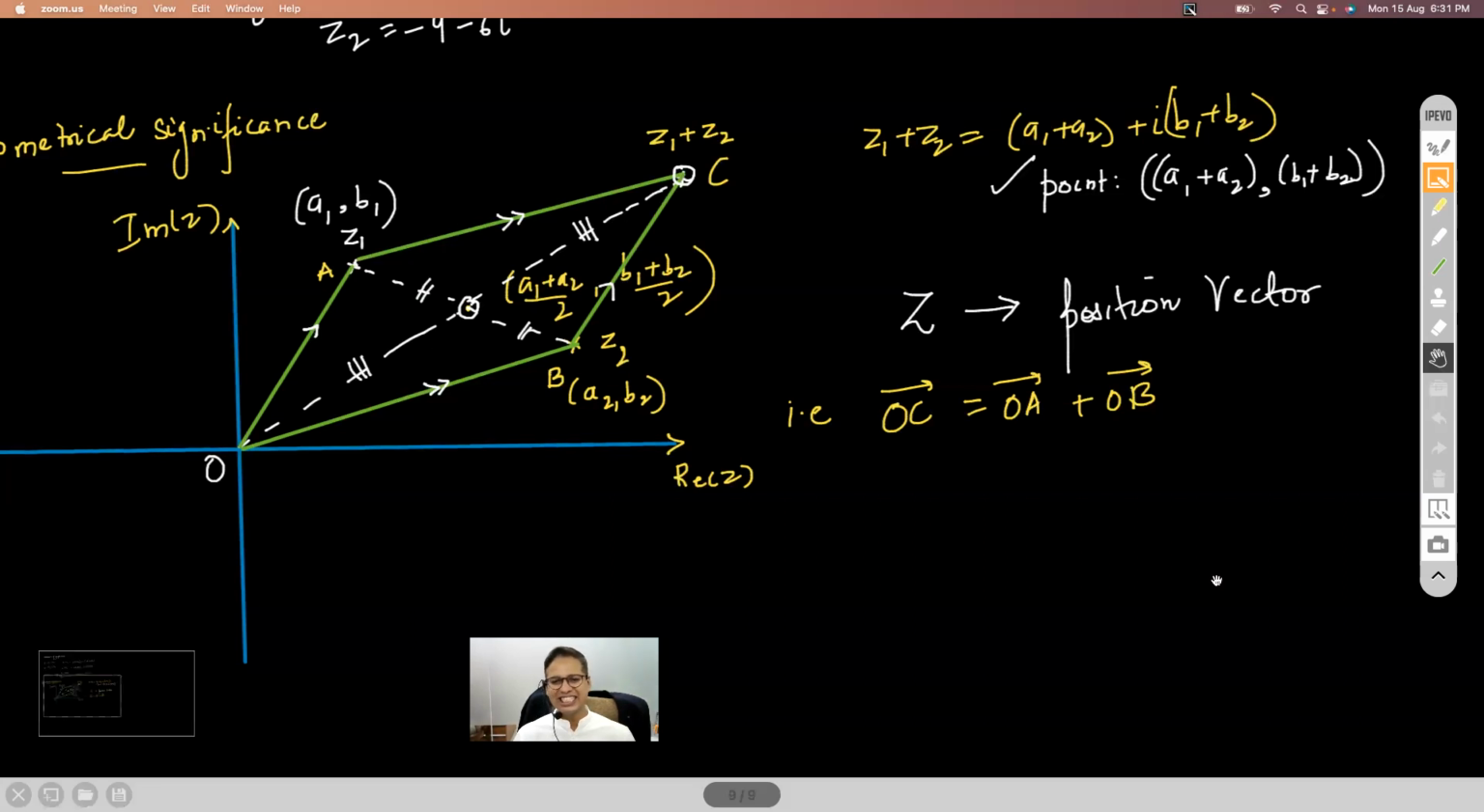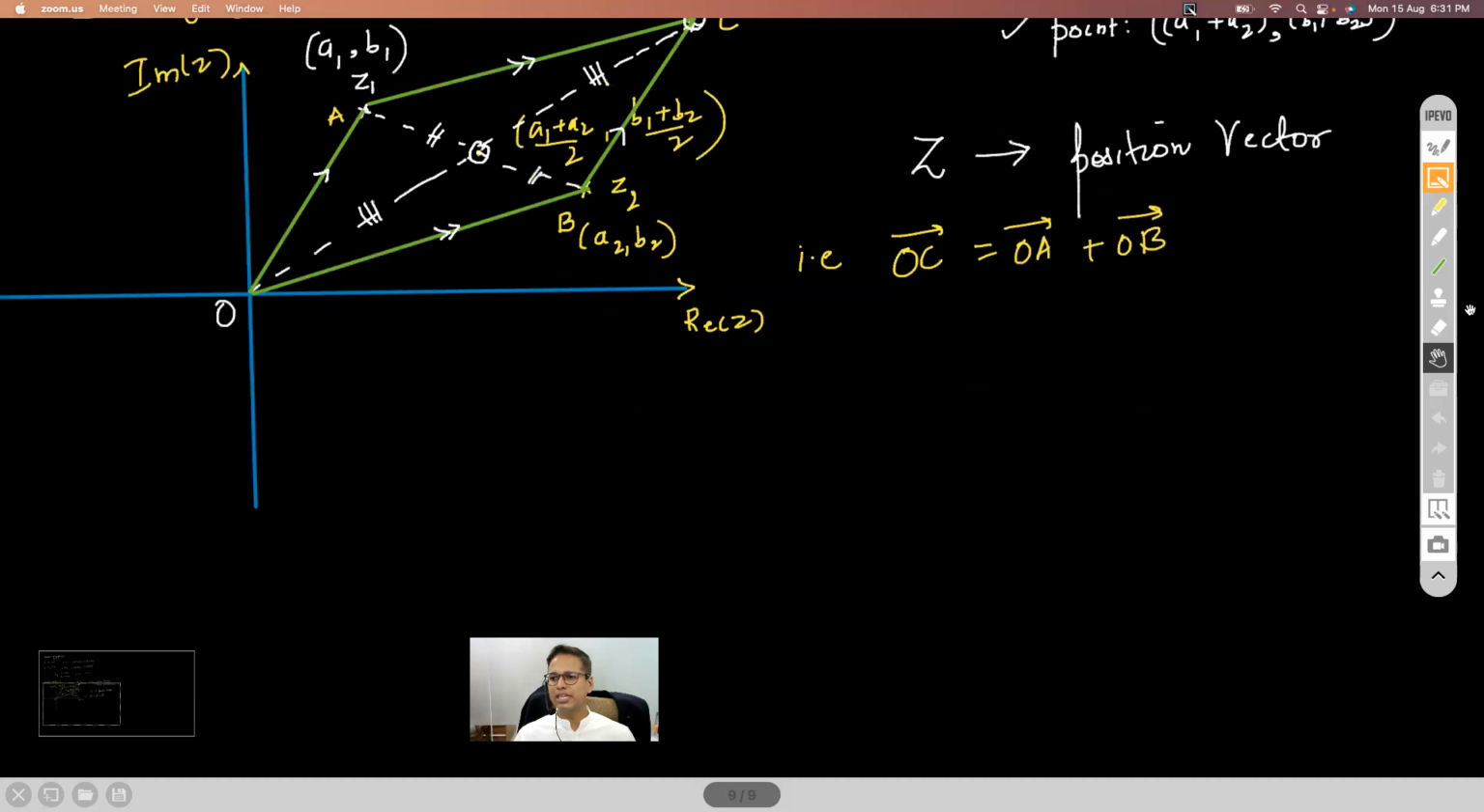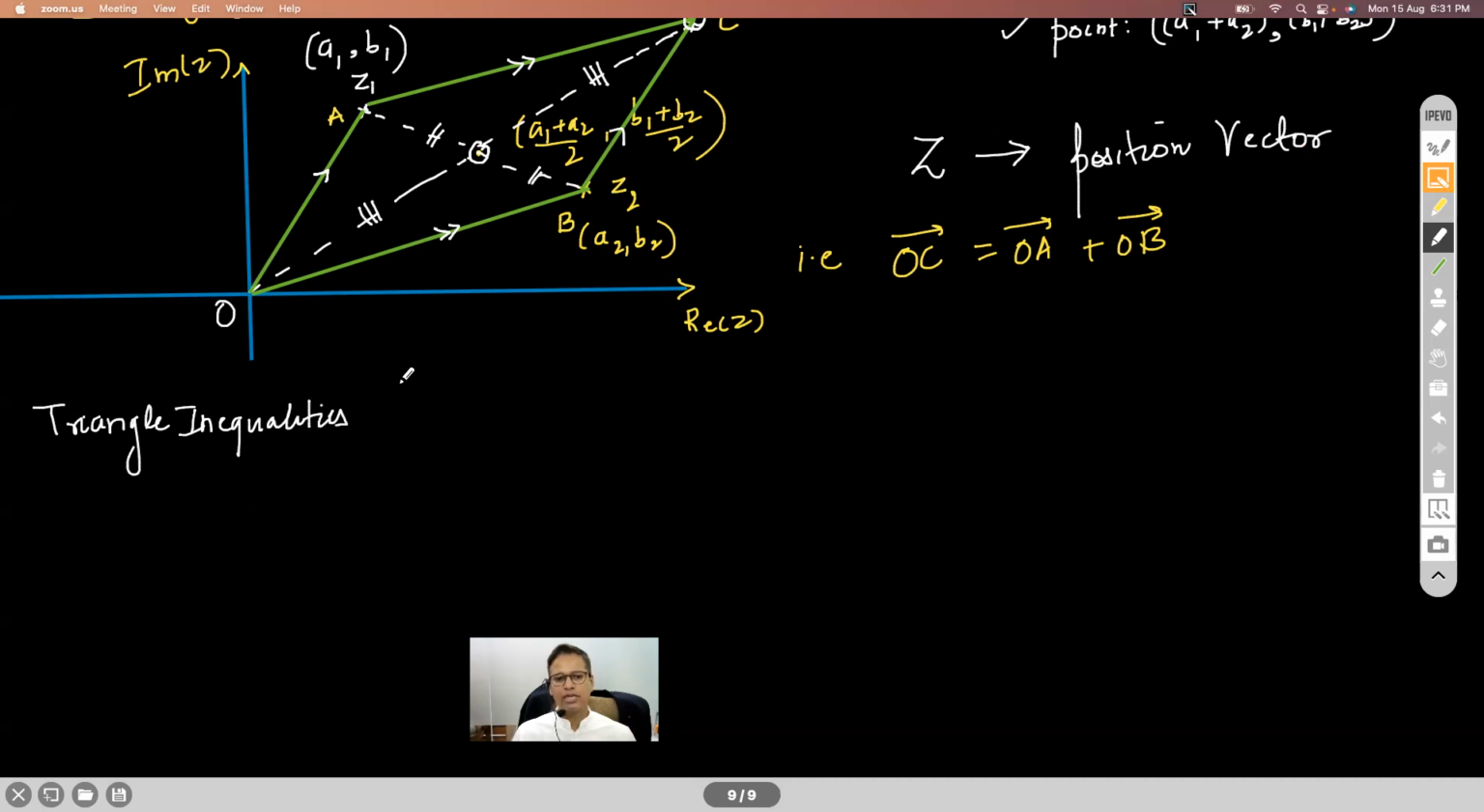Okay. Now, from this geometrical interpretation comes out some famous, important triangle inequalities. So let us look into some triangle inequalities on complex numbers. I know I'm breaking. Some of you would be messaging me on the chat, sir, your voice is breaking. Internet is not that great today.